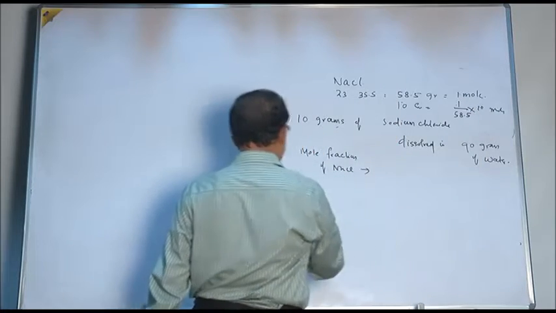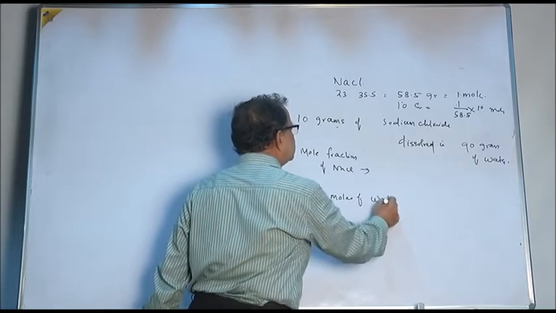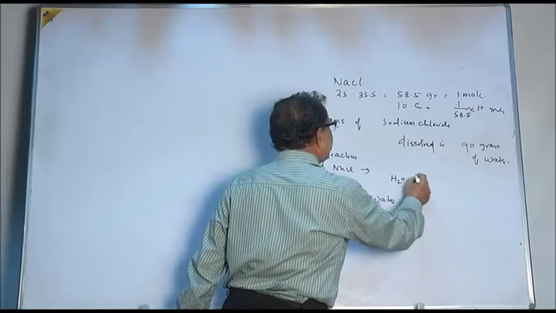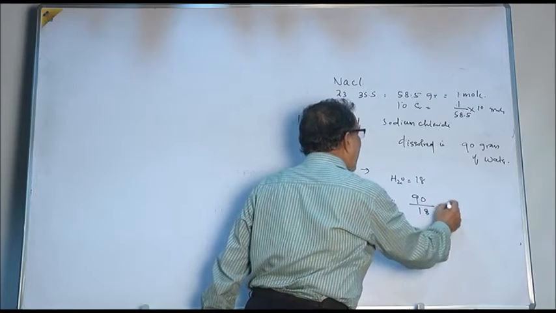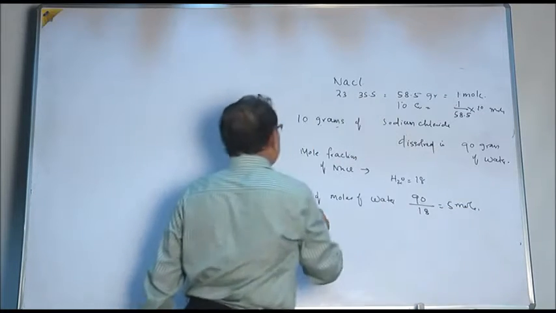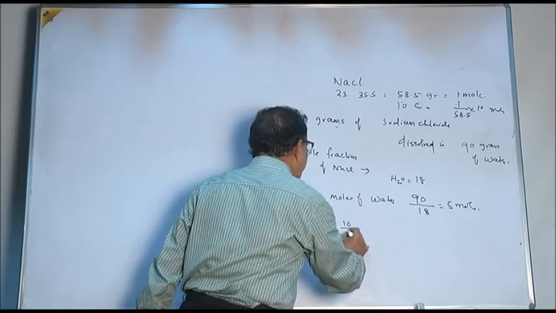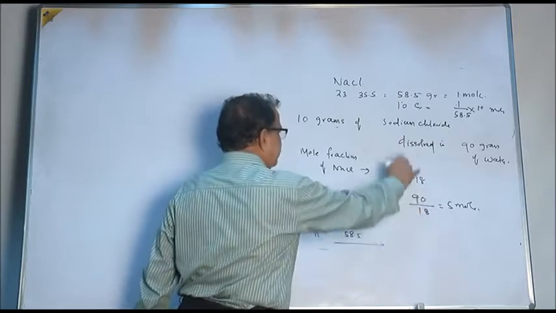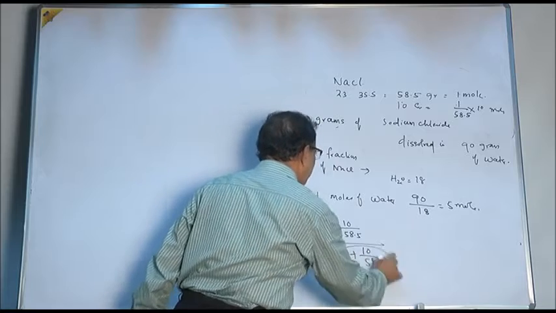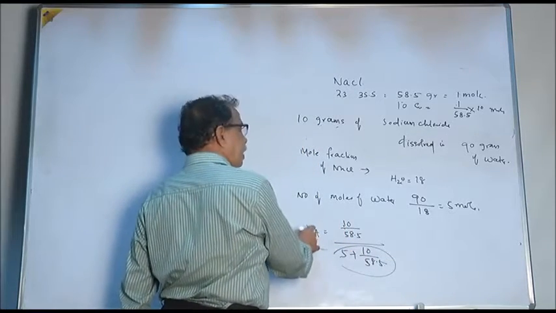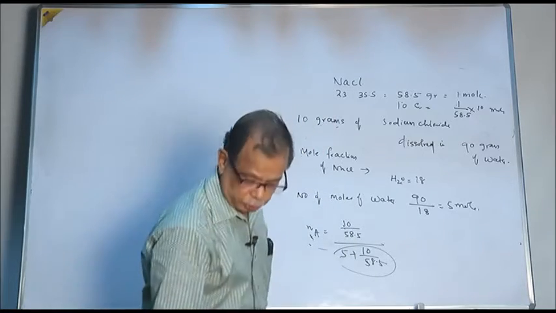And the number of moles of water: H2O, its one mole is 18 grams, 16 plus 2. So 90 by 18 is 5 moles. So for sodium chloride, Na, the number of moles is 10 by 58.5. The mole fraction is (10 by 58.5) by (5 plus 10 by 58.5), that is Na by Na plus Nb. By this method, we can find out any mole fraction in the solution.